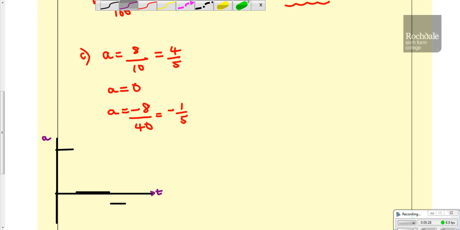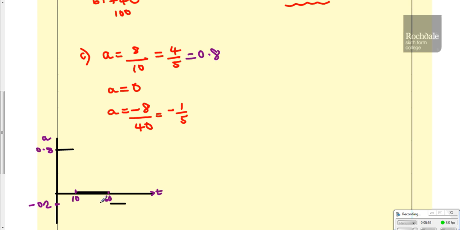So just to label up the axes, vertically it was 4/5, which is 0.8. So that was the first section of motion, 0.8. Then it was 0, and then it was minus 1/5. A fifth is 0.2, so minus 0.2. We should also label the time. So if you remember, t was 10 seconds. Then it travelled for another 5t, so that'd take us up to 60 seconds. And then another 40 seconds, so that'll take us up to 100 seconds in total. So that's the acceleration time graph there in part C.